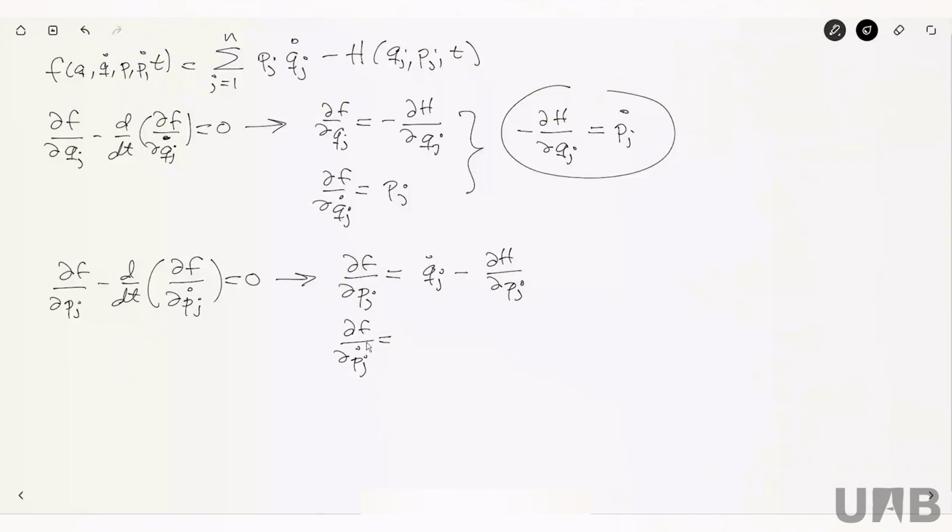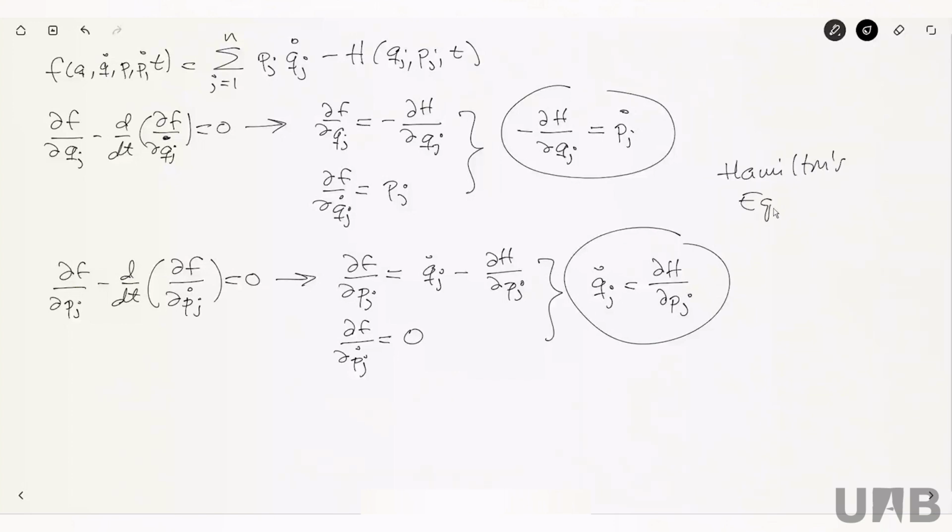Okay, but I look, and inside f, there is no p dot, so that is 0 directly, right? There is no p dot anywhere. So that means that this has to be 0, which is the same as saying that q dot j has to be partial of h with respect to pj. Aha, so that's the second Hamilton's equation. So those two indeed are Hamilton's equations. Okay?